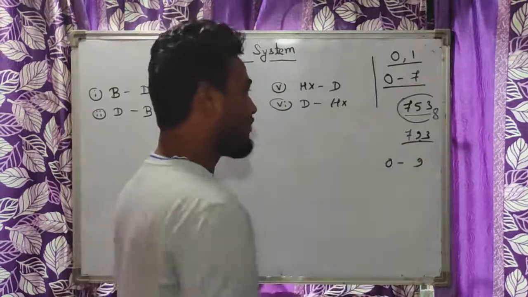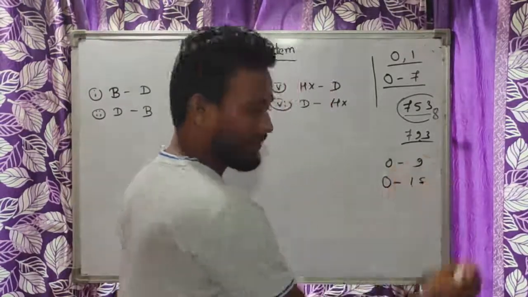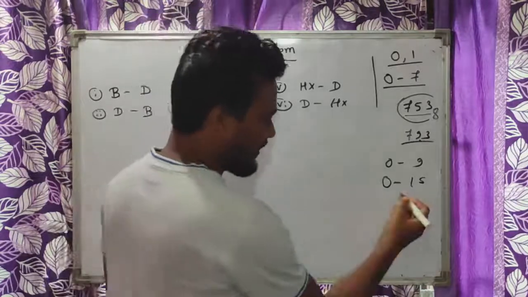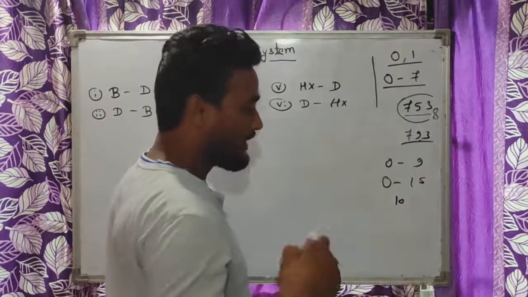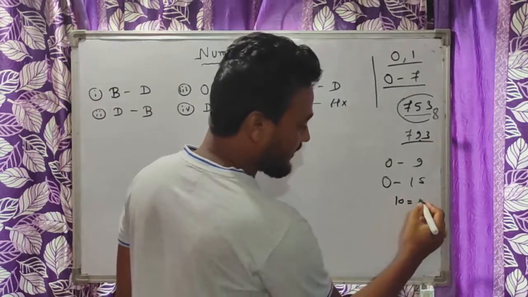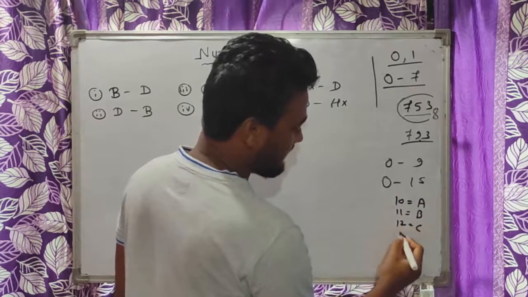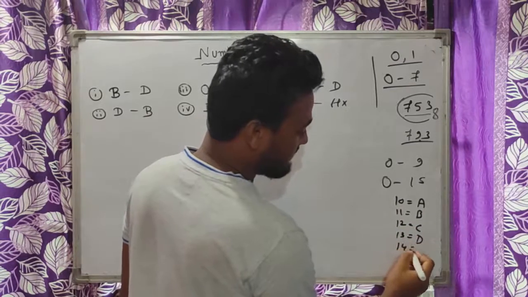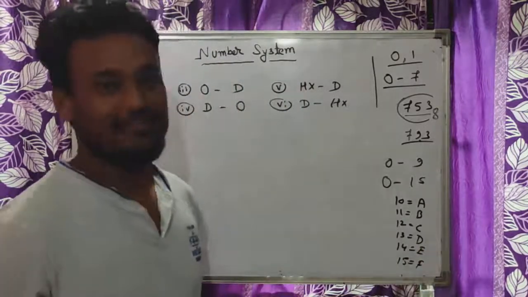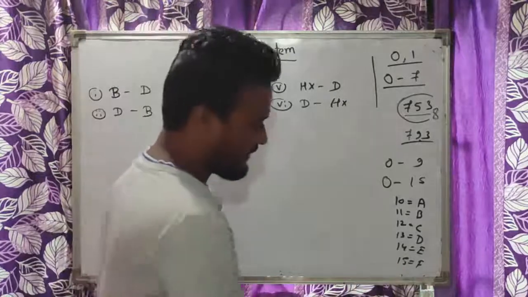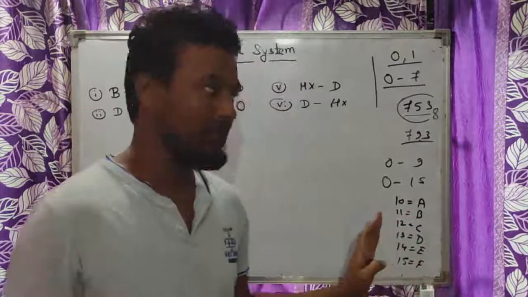The same concept goes for hexadecimal numbers also. Our hexadecimal number starts from 0 to 15. I have already explained that from 0 to 9 we write as it is, and from 10 onwards we indicate it by alphabet: 10 by A, 11 by B, 12 by C, 13 by D, 14 by E, and 15 by F. So to represent hexadecimal numbers from 10 to 15, we use these alphabets. I hope this is clear to you all.